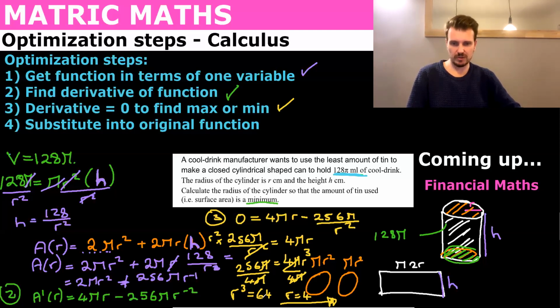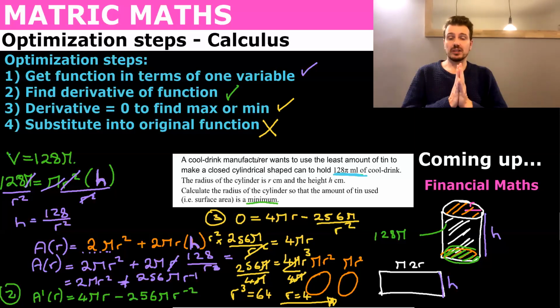This could also be substituted into the original equation if they wanted the minimum area, but of course they don't want the minimum area, they want the radius so that the amount of tin used is minimum. So that would just be 4. So I don't need to do step 4 for this question. But you know how you would do it.